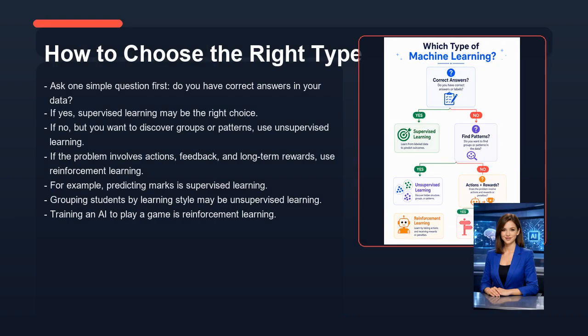Now let's look at how to choose the right type. Ask one simple question first: do you have correct answers in your data? If yes, supervised learning may be the right choice. If no, but you want to discover groups or patterns, use unsupervised learning. If the problem involves actions, feedback, and long-term rewards, use reinforcement learning. For example, predicting marks is supervised learning. Grouping students by learning style may be unsupervised learning. Training an AI to play a game is reinforcement learning.